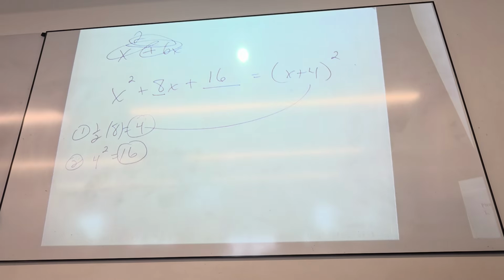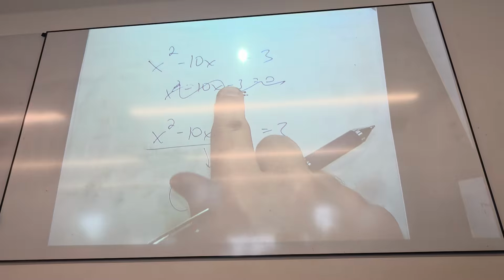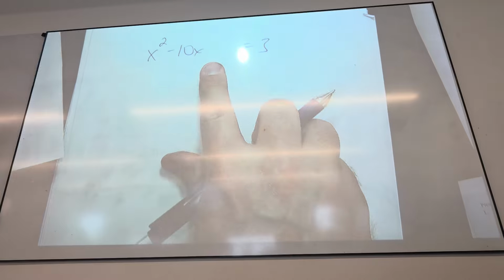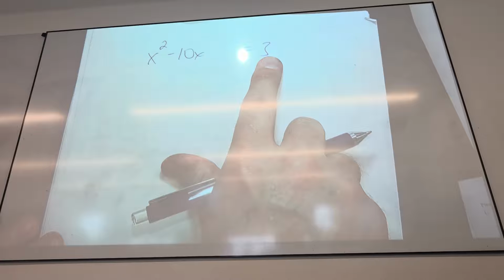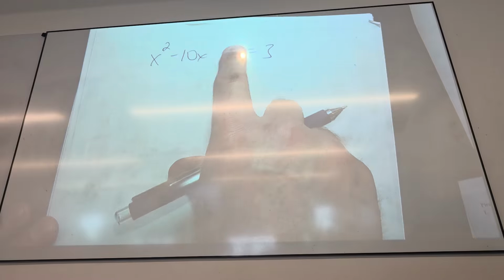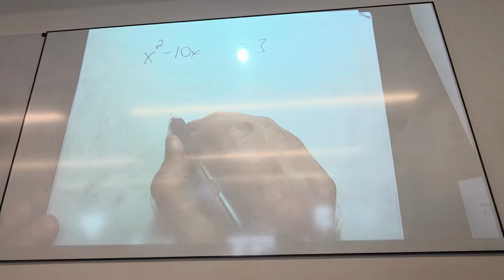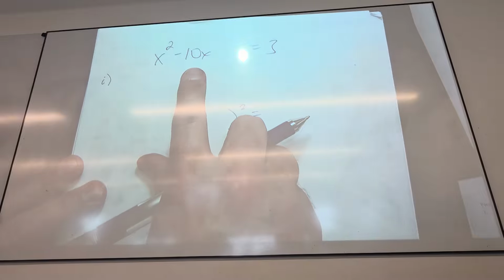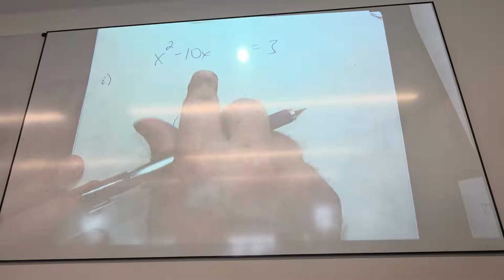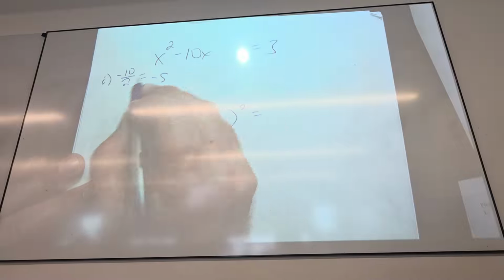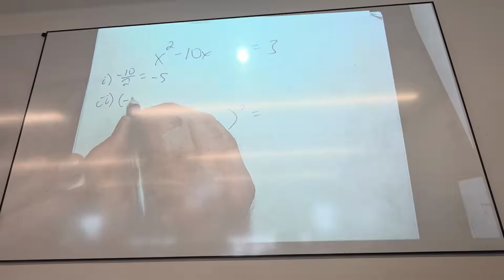So how does this work? Let's go back to this problem here. Let me write it again. You see I have some room here? And I have the 3 over there. How do I figure out what are the 2 steps to try to make this thing look like this? What are the 2 steps? Take the middle one and cut it in half. What do you get? Okay. And then I take that and I square it. What do I get?